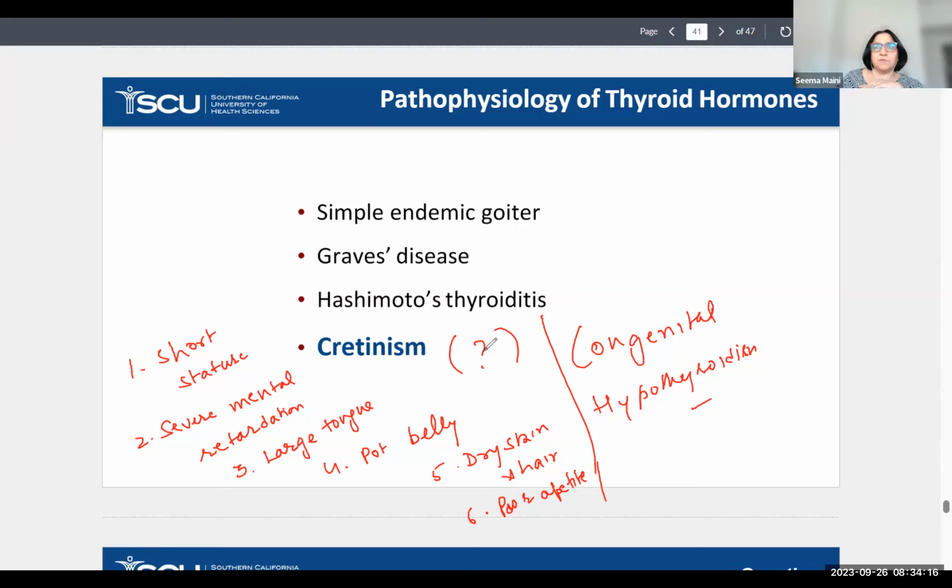But again, cretinism is rare in the USA because of screening at birth for congenital hypothyroidism. Is that clear now? All right, so these are all the features of cretinism. All right, let's move on. Doctor, what are they looking for when they diagnose cretinism?